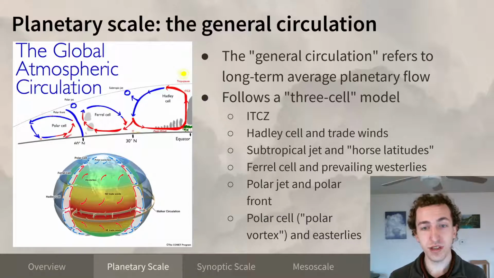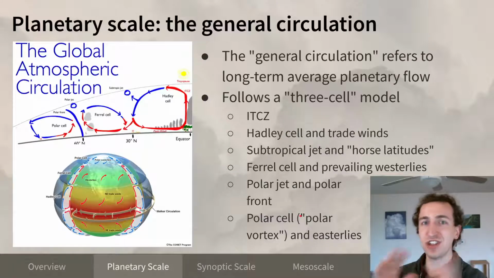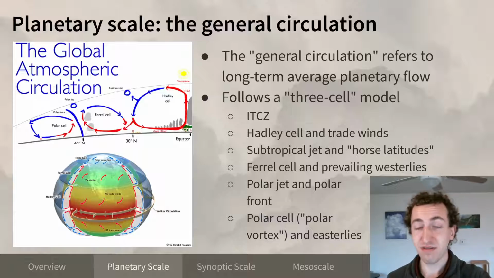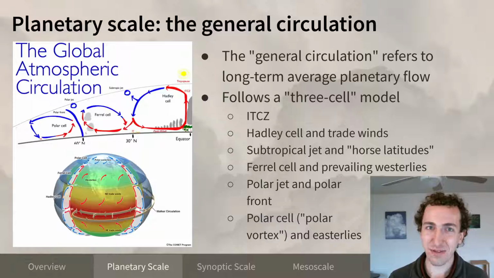And the polar cell is another circulation going this way. And this polar cell, if you've ever heard the term polar vortex, this is the kind of thing that can shift around and bring very cold air down away from the pole when things move around. Of course, this is the idealized view, so on average, it's always around the pole. But, as we'll get to, it isn't always that perfect in the real atmosphere.